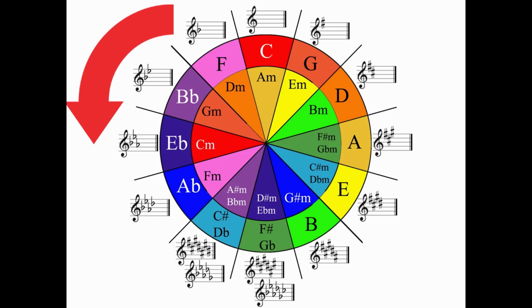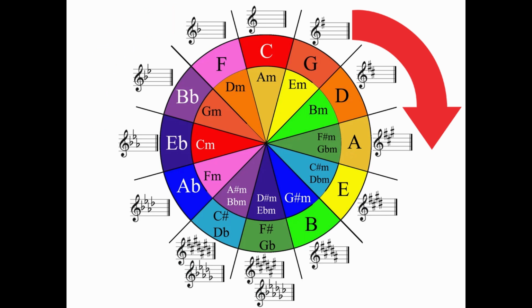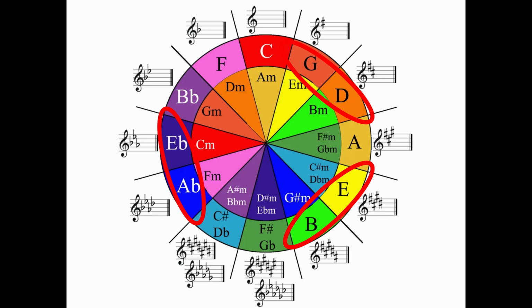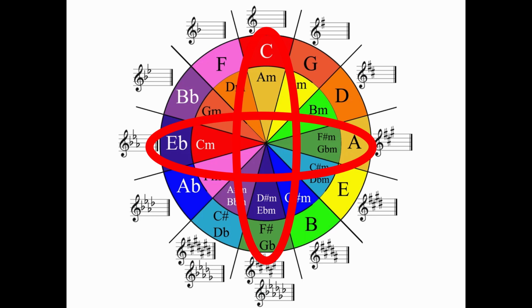We order flats in a key signature by following the circle counterclockwise. We order sharps in a key signature by following the circle clockwise. We can also see how closely related keys and scales are by looking at the circle of fifths. Keys that are closer together on the circle are more closely related. Keys that are further away are less closely related.